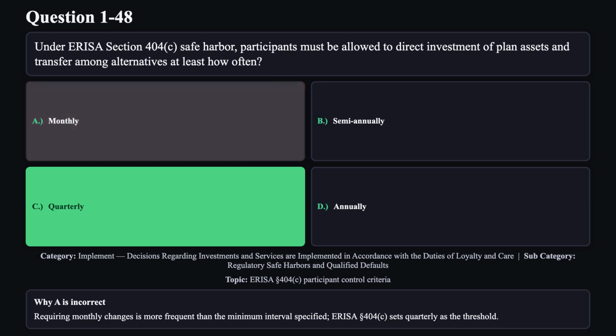Reason A is not correct. Requiring monthly changes is more frequent than the minimum interval specified. ERISA Section 404(c) sets quarterly as the threshold.